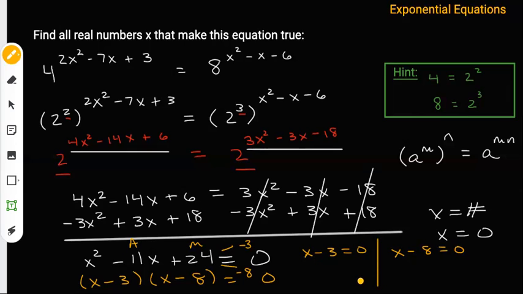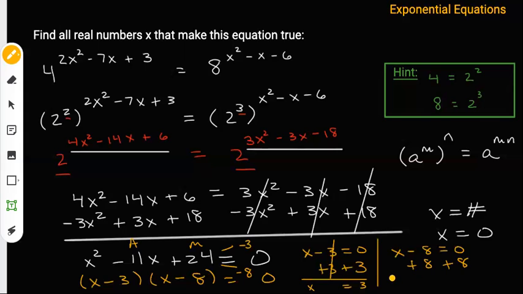So those are going to be my two equations. To solve this one, I need to get x by itself. I can add 3 to both sides. When I do that, the negative 3 and the positive 3 cancel out, and I'm left with x is equal to positive 3.